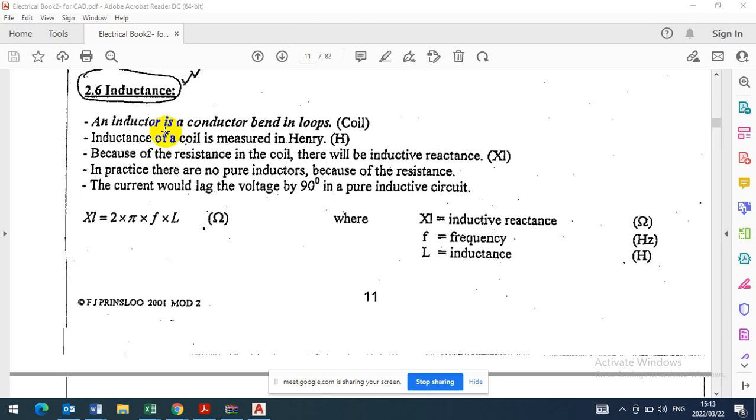Iron is I-R-O-N. You see it. So those are the three things you must remember to mention. Three ways in which we can increase inductance: increasing the number of coils, increasing current flow, and also using an iron core.